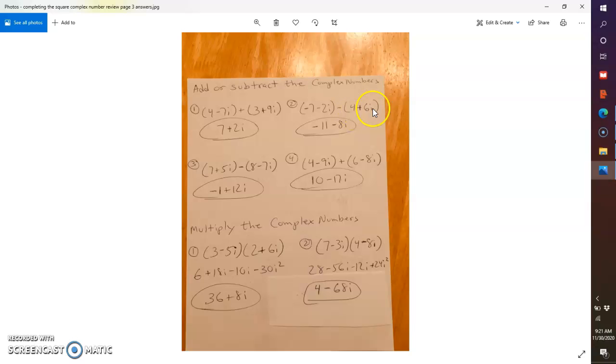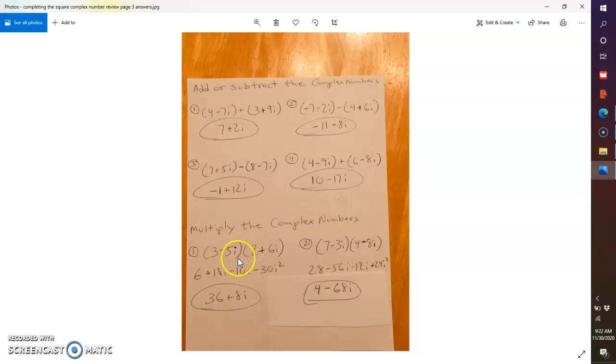We have to distribute negatives. That's the only real challenge here. 7 minus 8 is negative 1. 5i minus a negative 7i, that's a double negative, becomes positive. So it's 5i plus 7i is 12i. And finally, 4 and 6 is 10. Negative 9i and negative 8i is negative 17i.